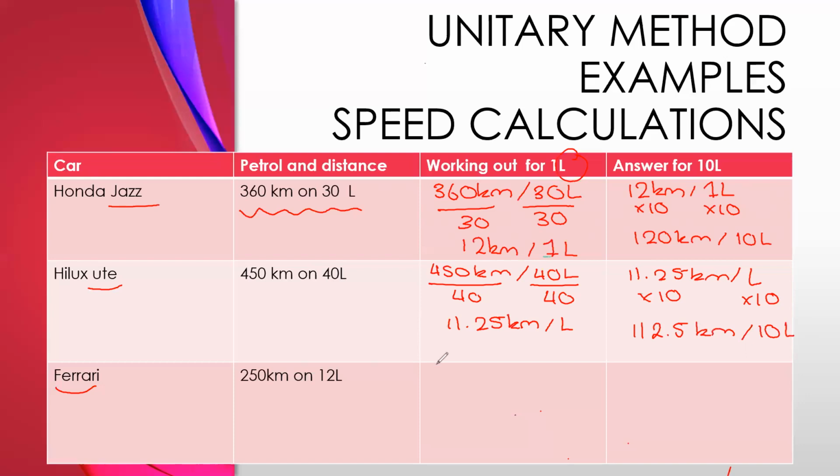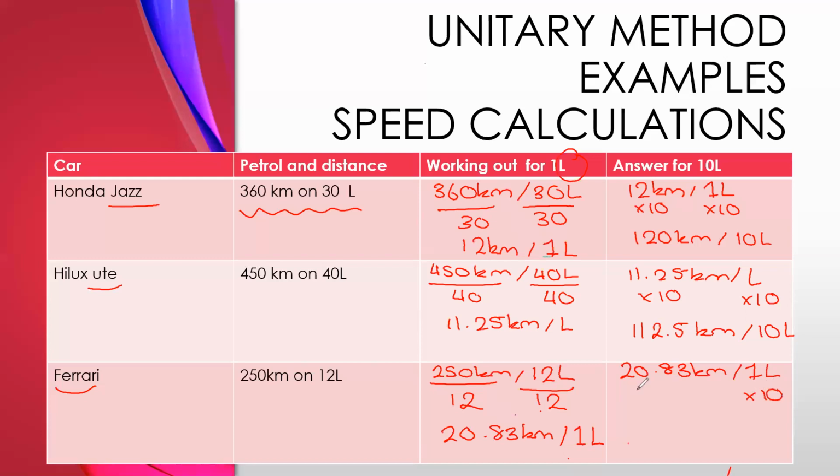And the last one, we have 250 kilometers per 12 litres. We're going to figure out how far 1 litre goes. So we divide both sides by 12, and we figure out that it's roughly 20.83 kilometres for 1 litre. When we know how much 1 litre is worth, we can calculate the varied amount of litres. So here we can calculate how far 10 litres will get us. So we get 208.33 kilometres on a 10 litre tank of petrol.